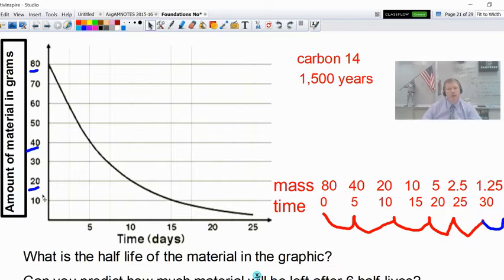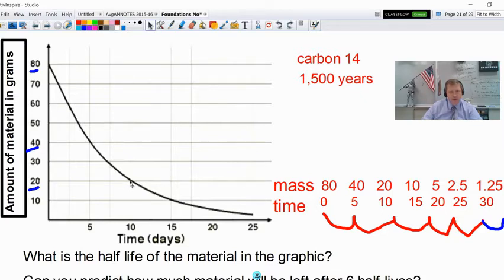All right. And then on here, we have the time component. So to go from 80 to 40, hit the line and come down. 5 days. It took 5 days to drop from 80 to 40. Now let's take half of 40. Half of 40 is 20.